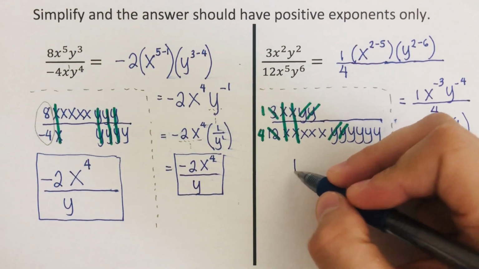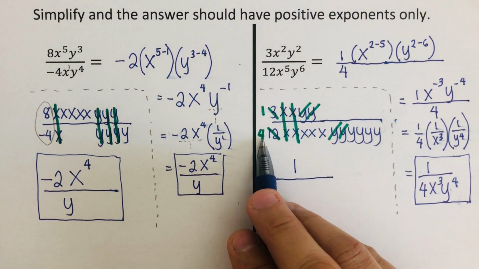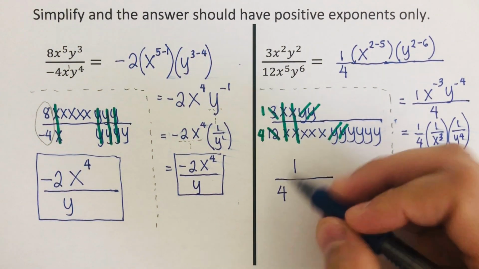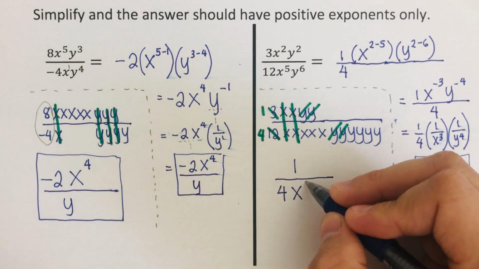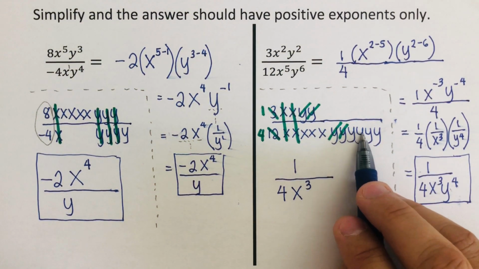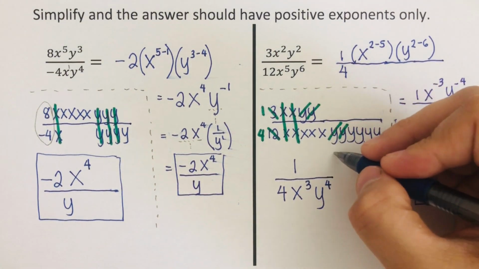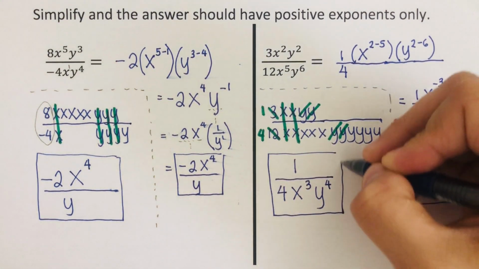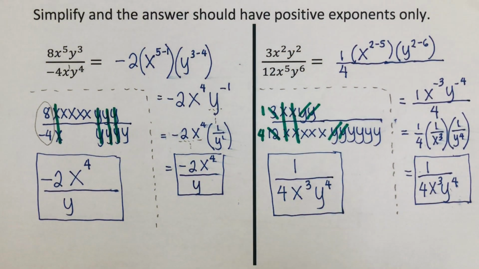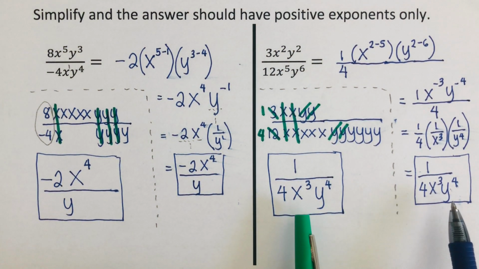So I write 1 over. The leftover at the bottom would be 4. And then there are 3 x's, so I write x to the third, and there are 1, 2, 3, 4 y's. So I'm just gonna write it that way. So right now, as you can see, both answers are the same. So it doesn't matter which way you would use.